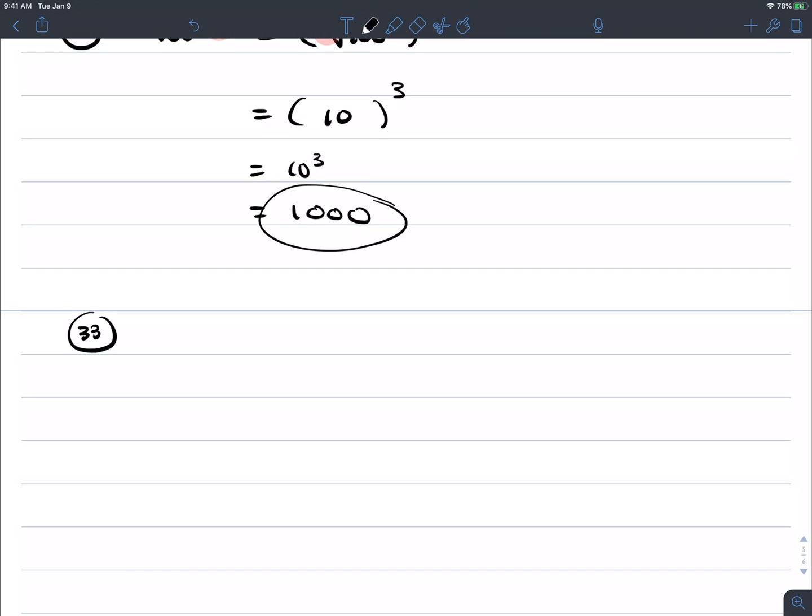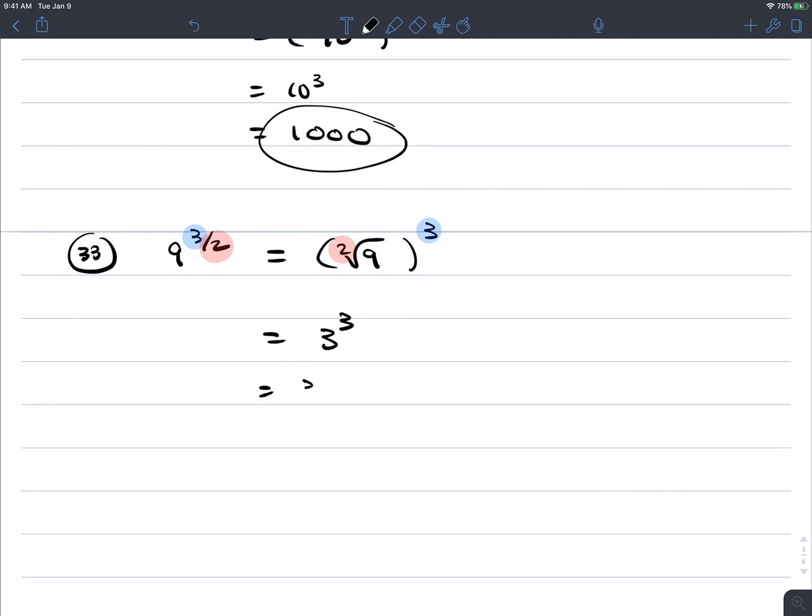So 33 here. Nine to the 3 halves is, let's make sure we do this correctly. All right, this is going to be 3 is on the outside, and then this is what? 2. Square root of 9 is what? 3. And this is 3 to the third. Okay. 3 times 3 times 3. Right, 9 times 3, this is going to be 27. So you guys evaluated this rational exponent.